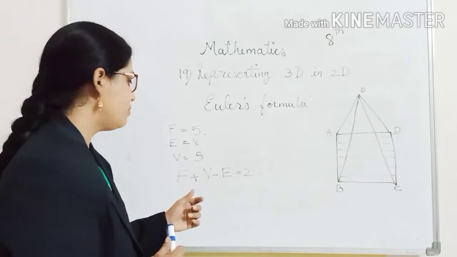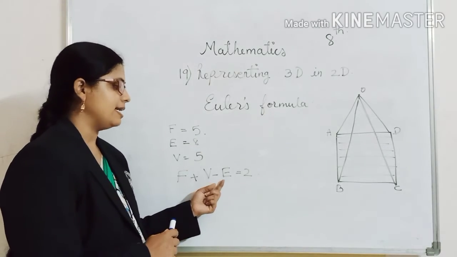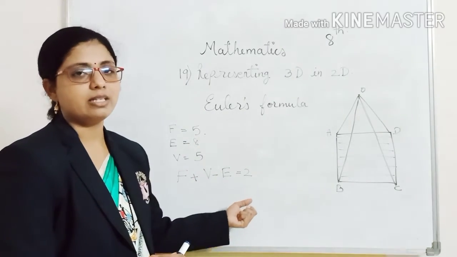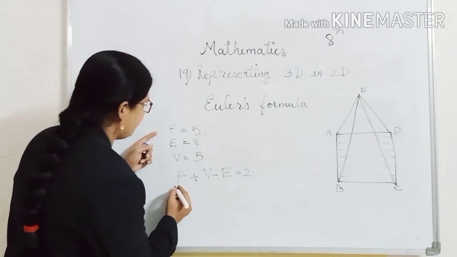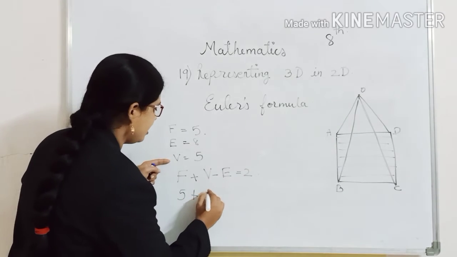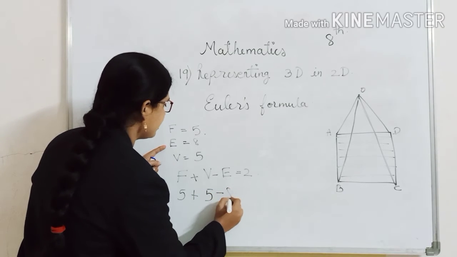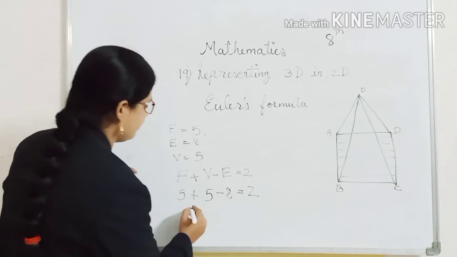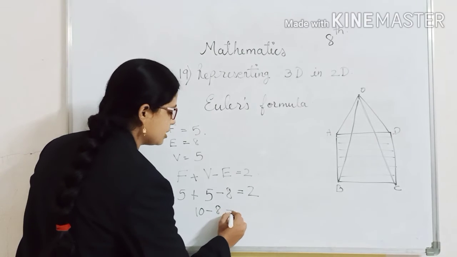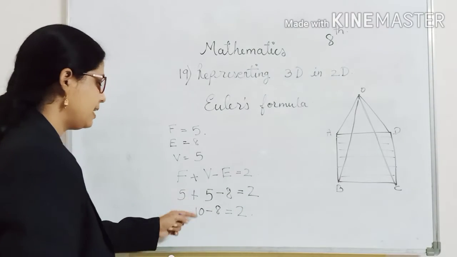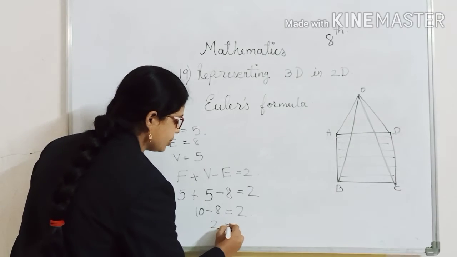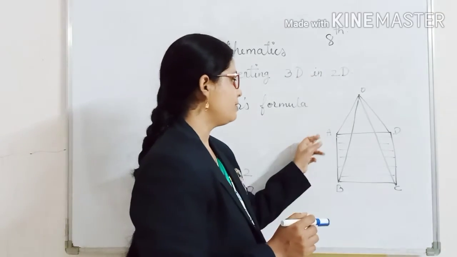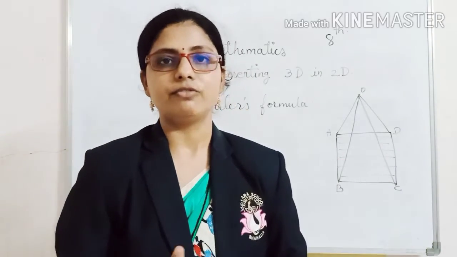And we know that Euler's formula is F plus V minus E equals 2. So put the values here and check whether we are getting the answer 2 or not. F is 5, V is 5 and E is 8. Now 5 plus 5 will be 10. So 10 minus 8 equals 2. Then 10 minus 8, how much? 2. That means we are getting the same value. That says that this figure is a polyhedron.